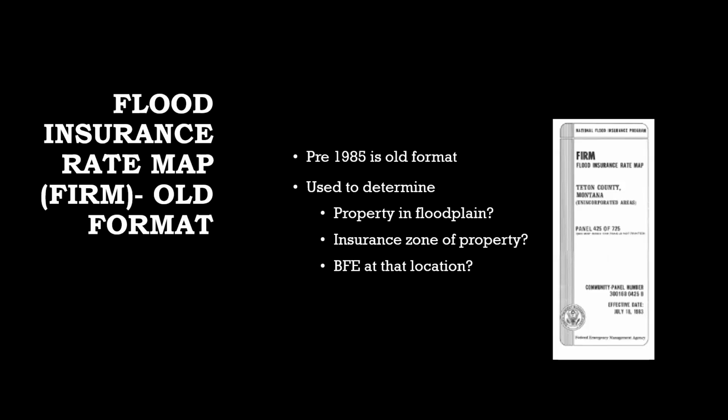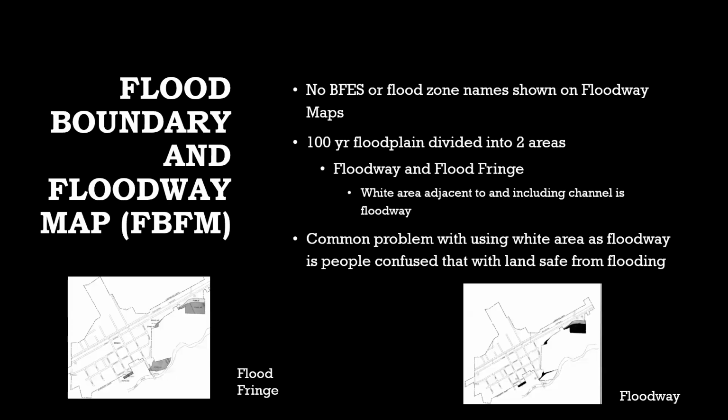Your old format flood insurance rate map is pre-1985. These were used to determine if a property was in a floodplain. They had insurance zones and then the BFE at that location. FBFM maps, I know they still exist. I'm trying to think of a community that might have it. But anyways, they don't have BFEs or flood zones named, or the floodway portion of the map.